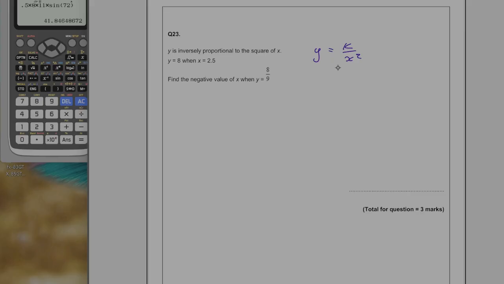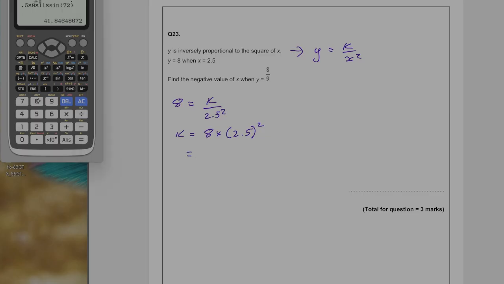So we'll use the equation of proportionality. So we'll use this equation. The ratio method is becoming more and more popular. However, I'm not going to use it for this. So 8 is going to be equal to k over 2.5 squared. So k is going to be equal to 8 times 2.5 squared.